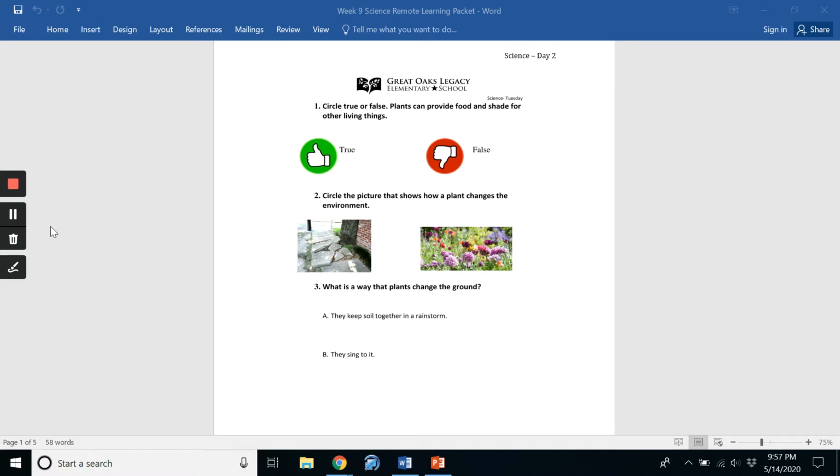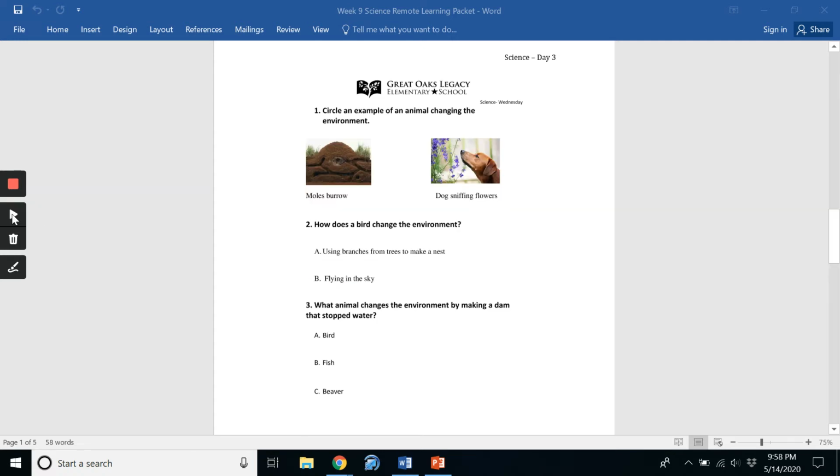All right, put your finger on number 3. Number 3 says, what is a way that plants change the ground? Put your finger on letter A. Is it they keep soil together in a rainstorm? Or put your finger on letter B. Is it that they sink to it? Go ahead and circle one.